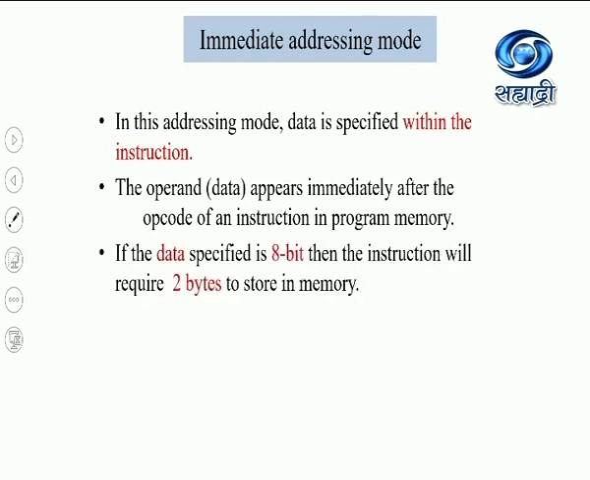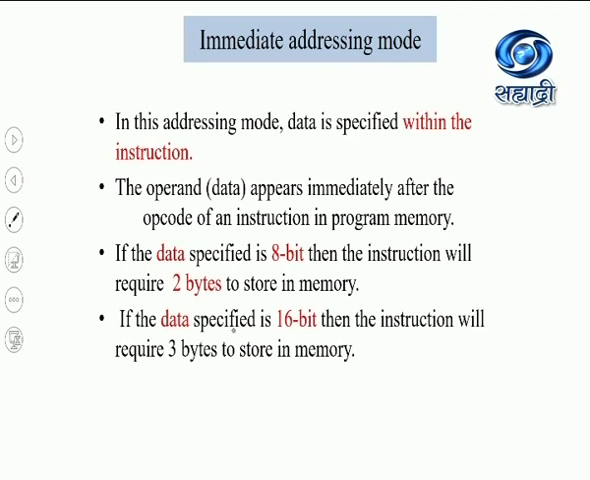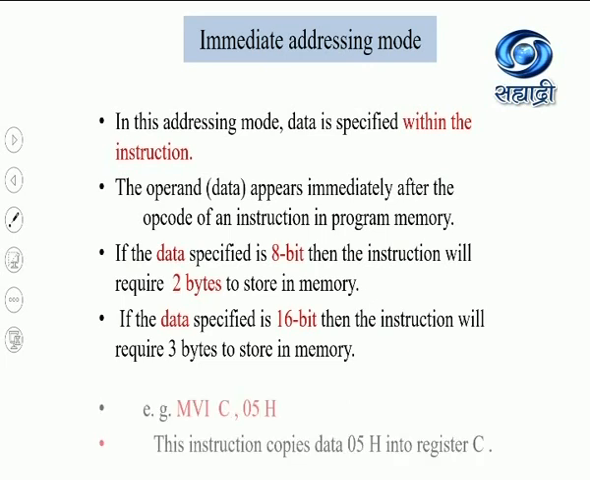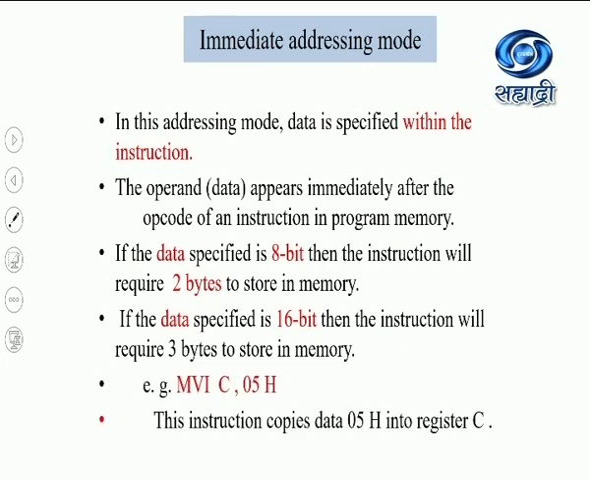If the data specified is 8-bit, then the instruction will require 2 bytes to store in memory. If the data specified is 16-bit, 16-bit means 2 bytes, then the instruction will require 3 bytes to store in memory. So 1 byte for the opcode of an instruction and 2 bytes to store 16-bit data. Let us see an example of this addressing mode.